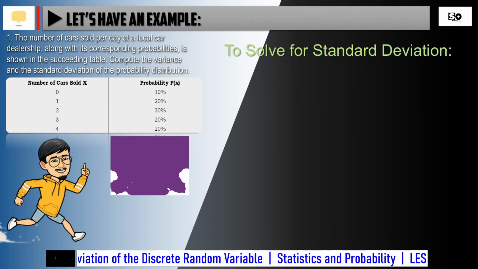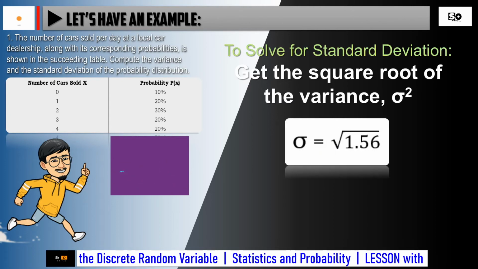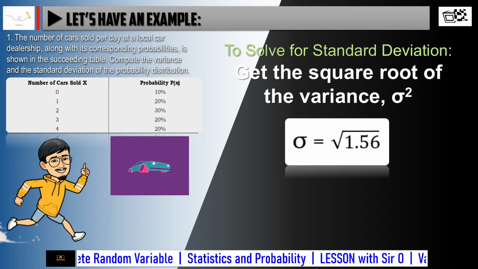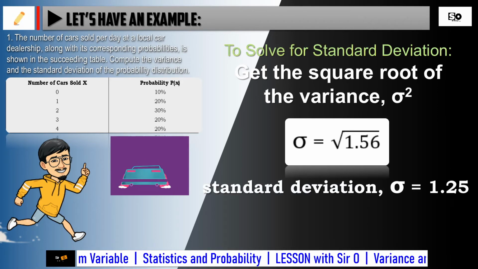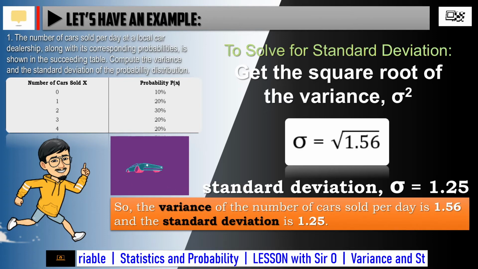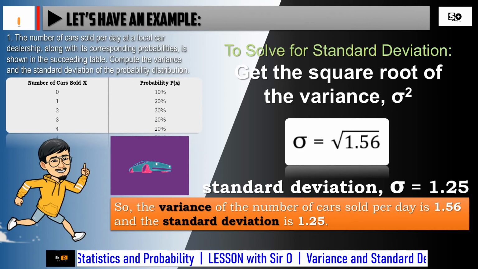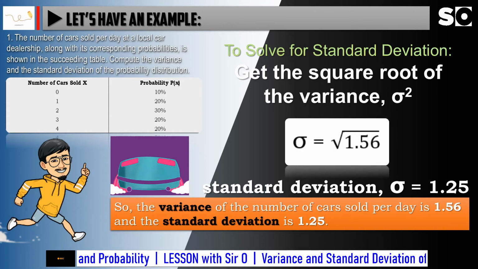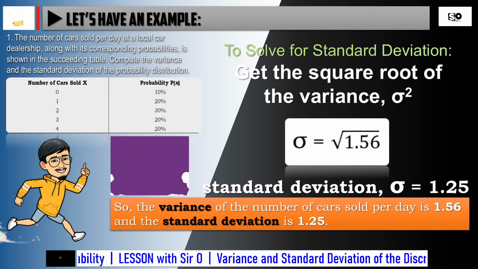To solve for the standard deviation, get the square root of the variance. Standard deviation is equal to the square root of 1.56. Standard deviation is equal to 1.25. So the variance of the number of cars sold per day is 1.56 and the standard deviation is 1.25.